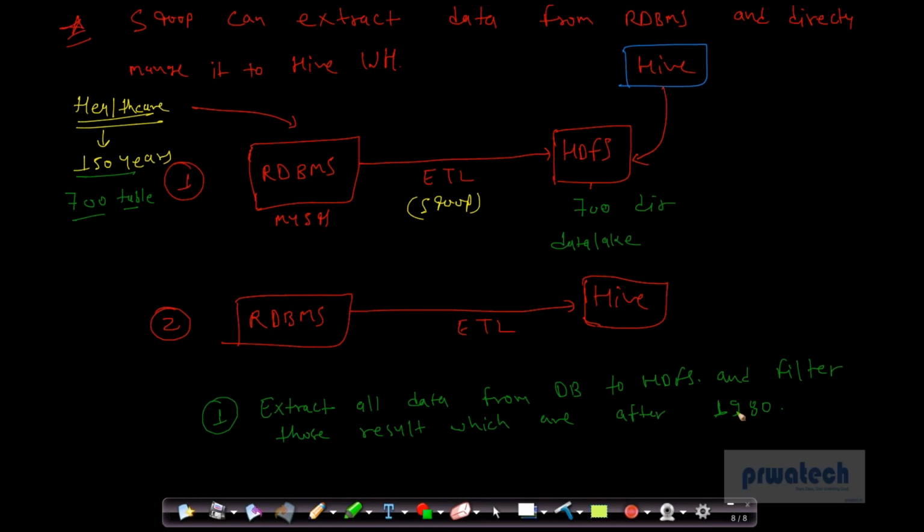Now, out of 700 tables, only 13 tables, I'm just taking a random number again, only 13 tables have records more than 1980. All the other tables have data from before this year. So 13 files, or 13 directories, are the only ones falling under this category.